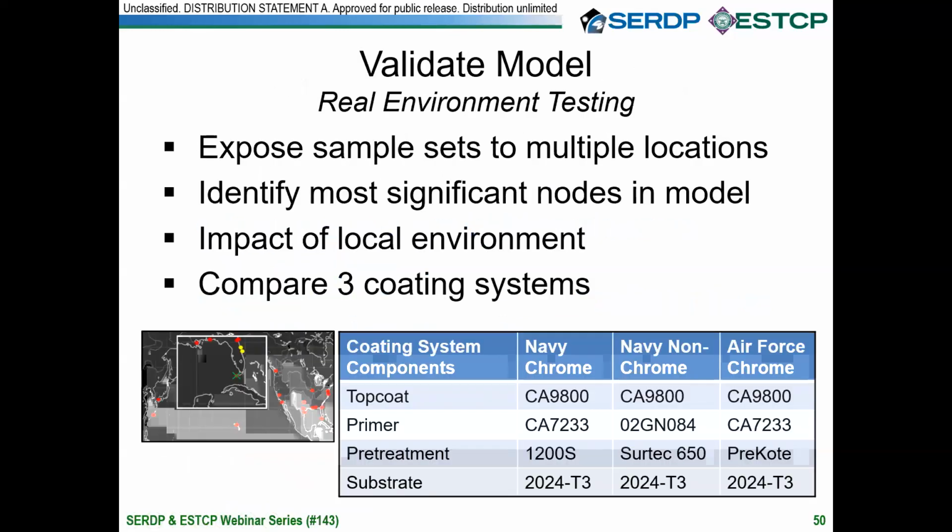When we talk about validating the model, we have a few ways in which we're doing this. The first is through real environment testing at a number of sites. This is a large data set where we're exposing the same samples at different sites at the same time. In addition, there are other samples being exposed starting in different seasons to understand the seasonality of coating degradation. This program used 3 different coating systems which are relevant to the DoD aerospace community that are shown here.